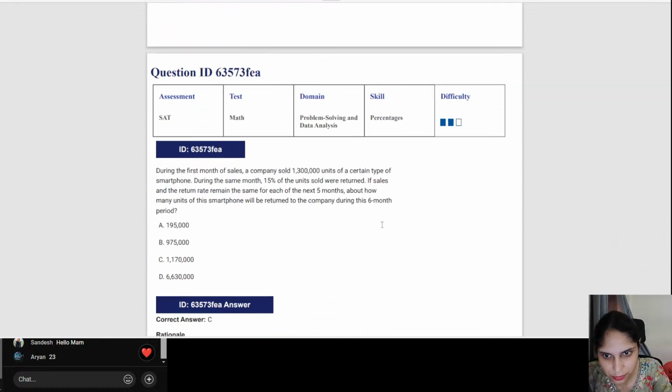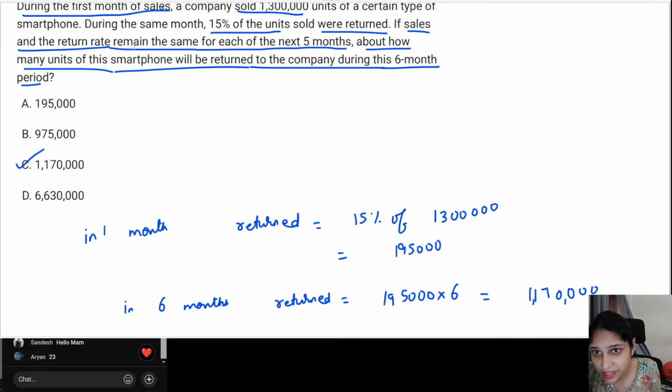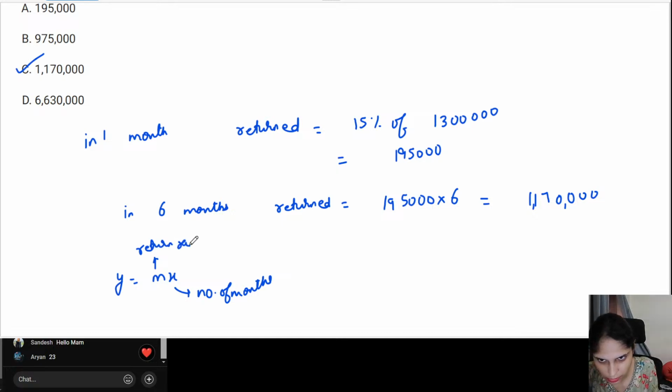Okay, that's correct. Whenever they say rate remain the same, that means it is a linear function. And in this particular case, it is a proportional function. How do I know it is a proportional function? X is your number of months. M is your return rate. And this is your returned units. Got it?